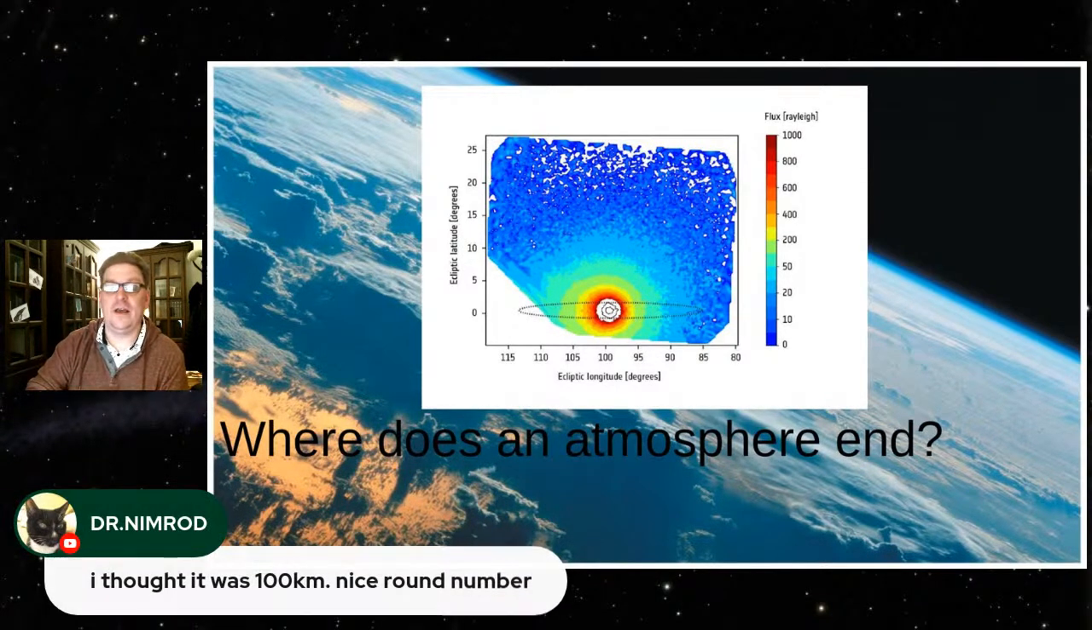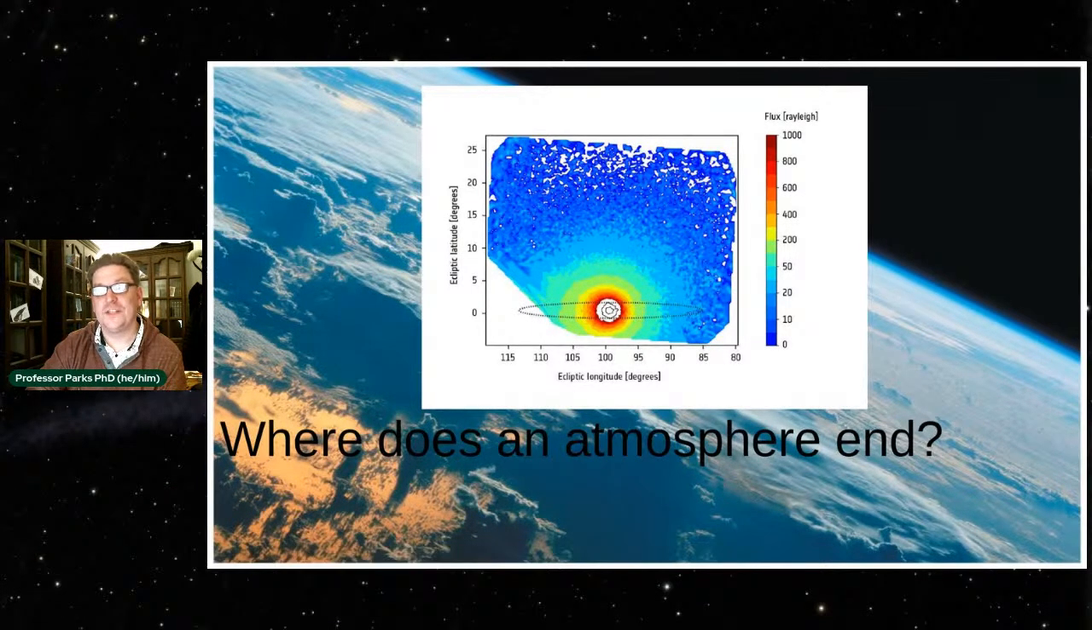They went with 100 kilometers. Nice round number. As far as I know, that was the thinking behind the definition of the Kármán line. I do not know of any other physical reason for why that line exists.